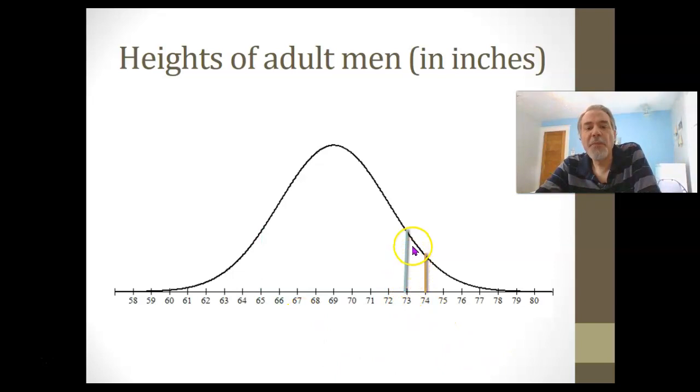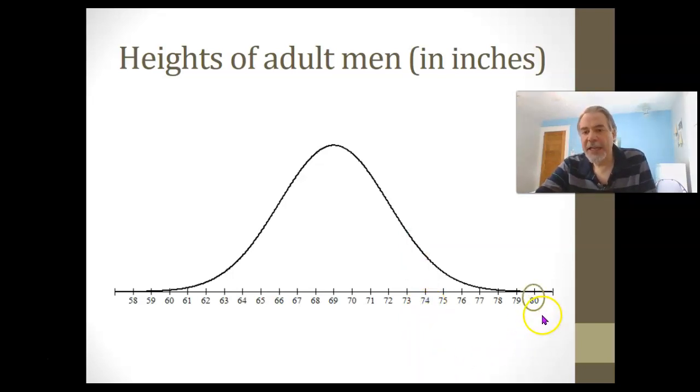And then there are more men who are 73 inches tall than there are who are 74 inches tall. 73 is a more common height than 74. It's got a greater frequency. So there are more men who are 6'1" than who are 6'2".